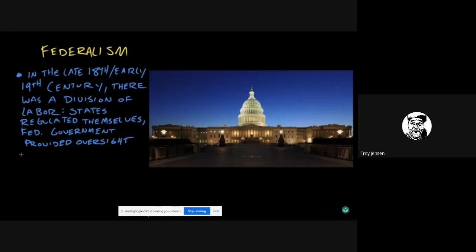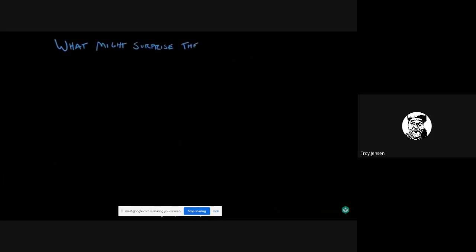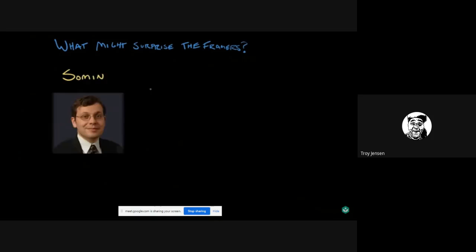The problem is, as Congress's power became more and more expansive, it ended up regulating the same areas that the states regulate. So if the federal government and the states have a law on the same topic, who wins? As long as it's passed properly, the federal government wins. So if there's a federal law and the state law is consistent with it, the state law is displaced. Is there anything that might surprise the framers about how our Congress operates today?